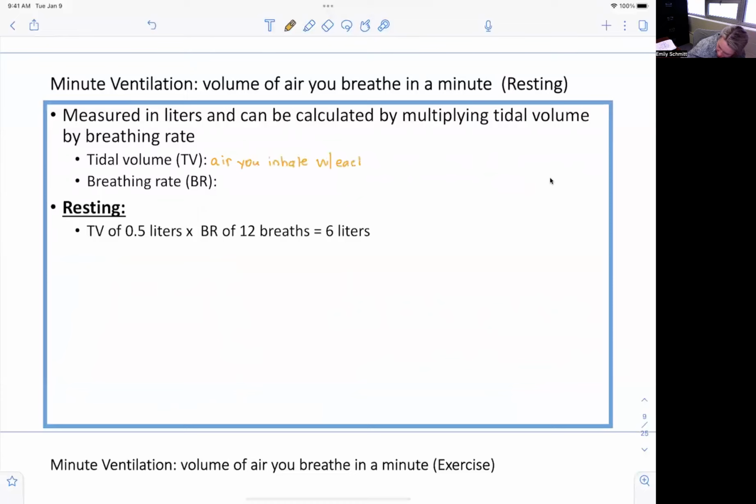with each breath. Oh, I cannot spell. I can't spell in general, which I'm sure you all have noticed. My brain moves faster than my pencil.